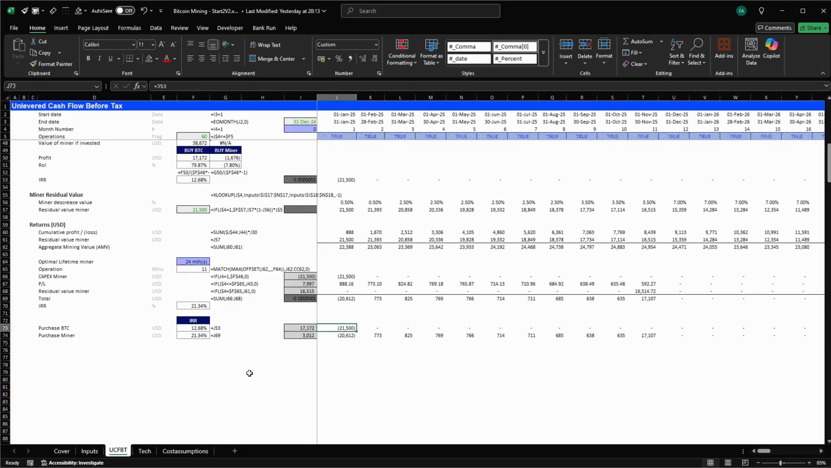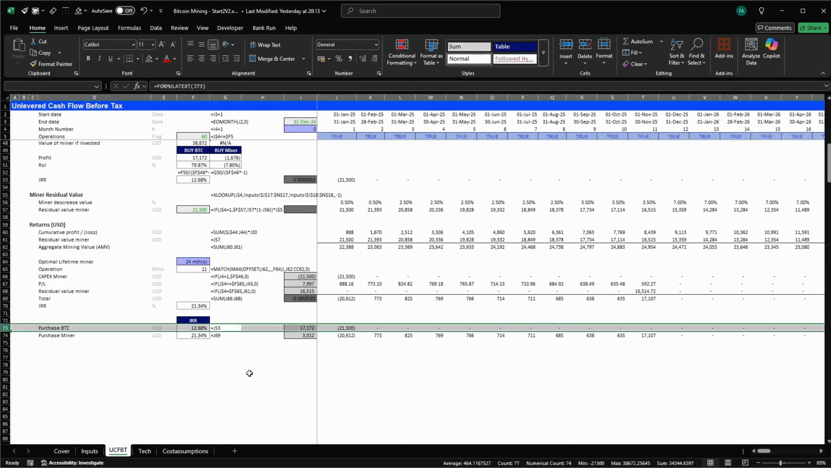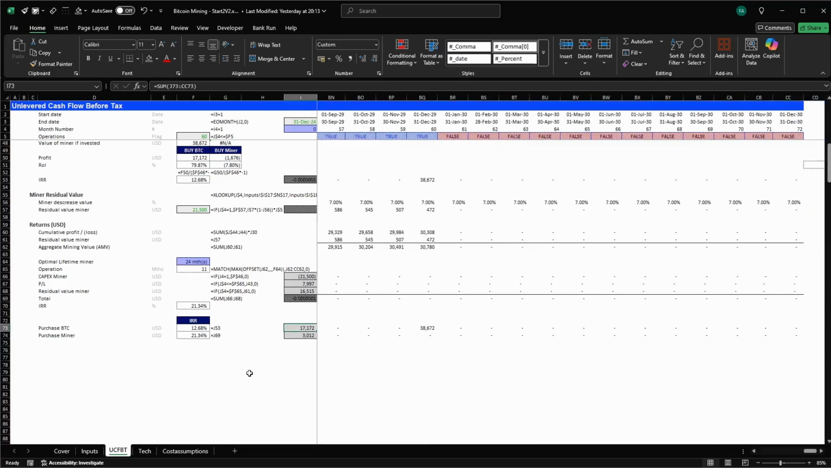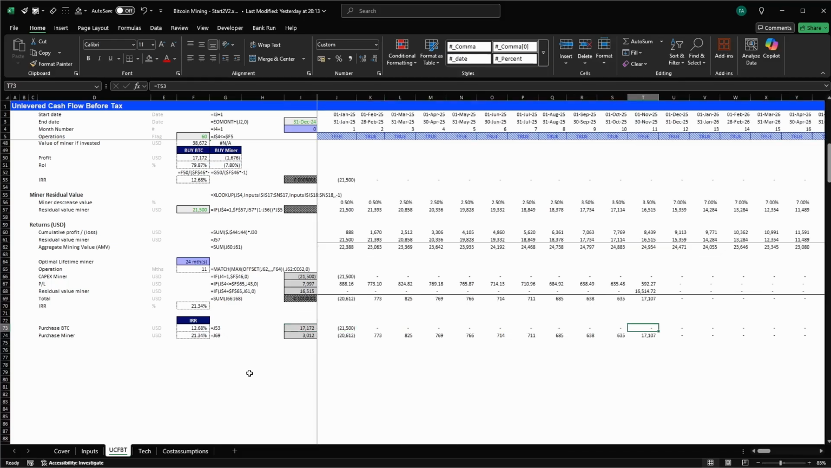But the analysis is still valid. The BTC would return only 12% if you were to hold on for the full period. If you want to recalculate the purchase of BTC, instead of calculating the returns on month 60, you could calculate the returns if you were to hold your Bitcoin only up to month 11, and your IRR for the BTC would be much, much lower.